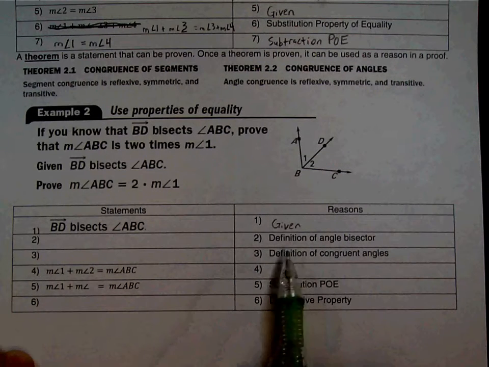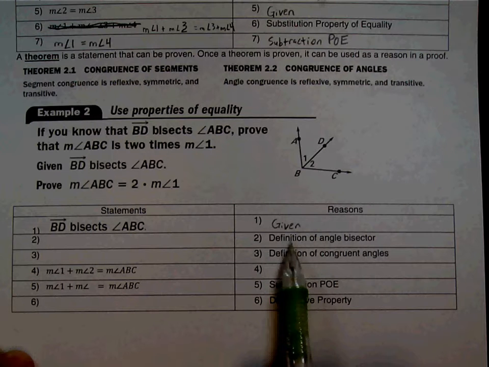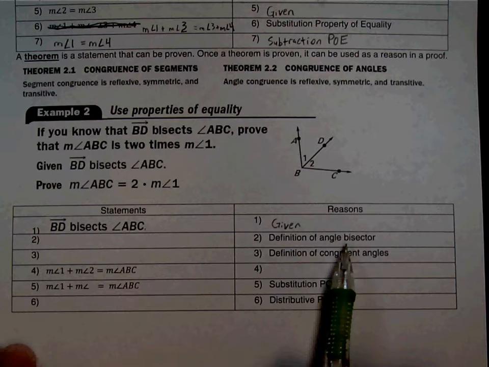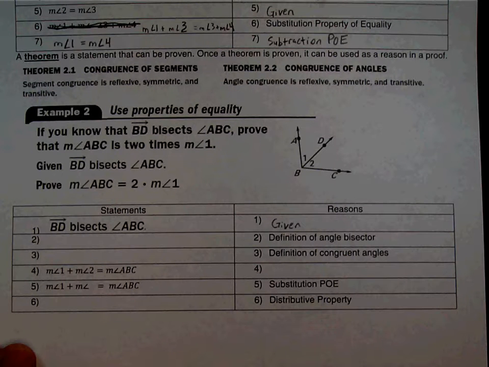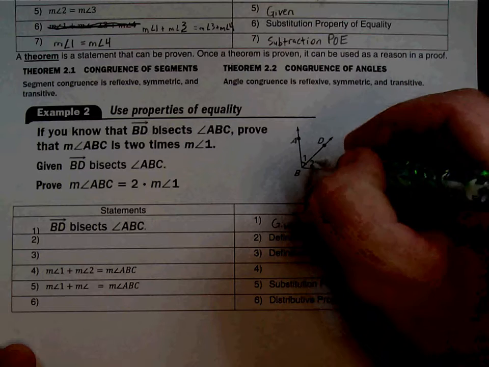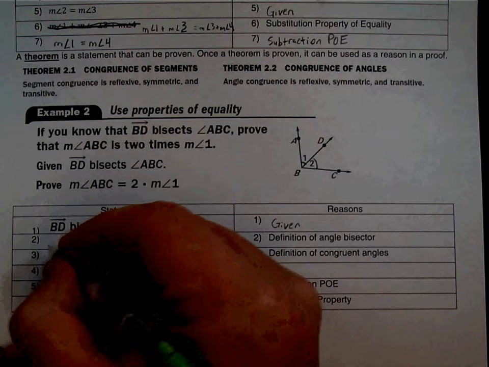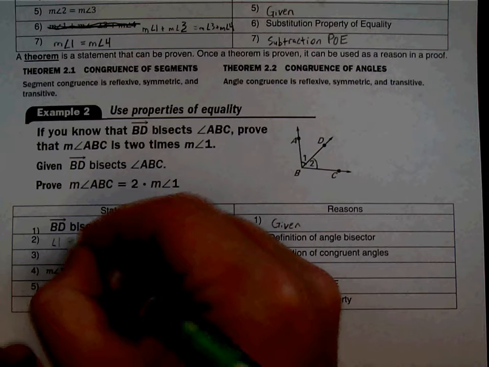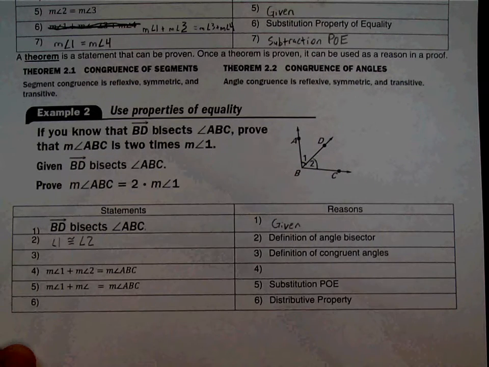And then step 2, they're wanting us to apply what we know about an angle bisector, the definition of an angle bisector. What do we know about an angle bisector? Well, we've learned last chapter that an angle bisector divides the angle into 2 congruent pieces. So that helps us know that angle 1 is congruent to angle 2. That should be my step 2. Angle 1 is congruent to angle 2.